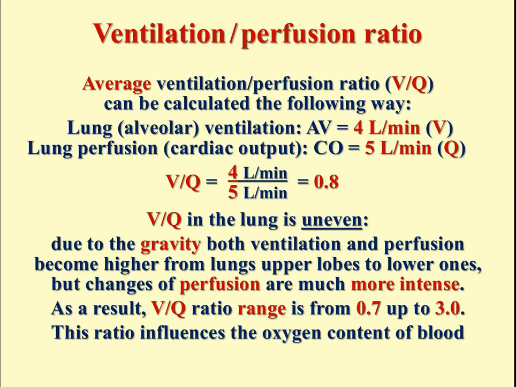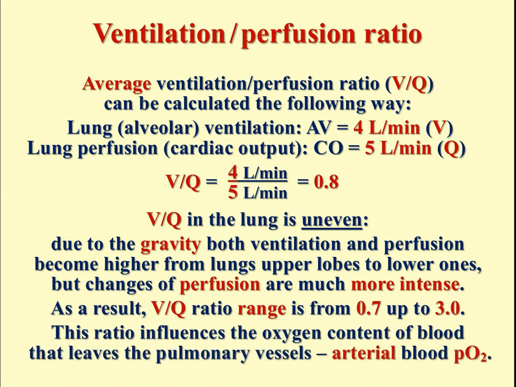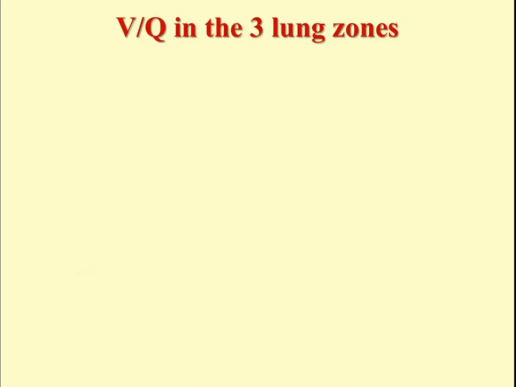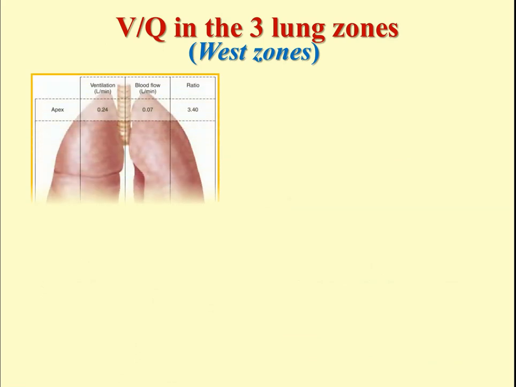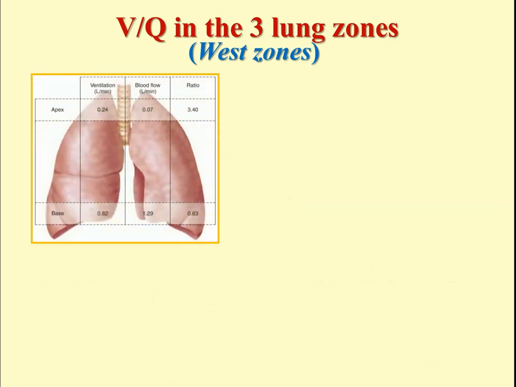So this ratio influences the oxygen content of blood that leaves the pulmonary vessels. Of course, when all blood is mixed, it has normal characteristics, but each portion of the lungs produces different blood saturation with oxygen. For better understanding of this, it's necessary to see the pictures and figures. Let's see. The physiologist West first divided the lungs into three zones according to the difference in ratio between ventilation and perfusion. So, you see, from upper lobes to lower lobes, apex and base.